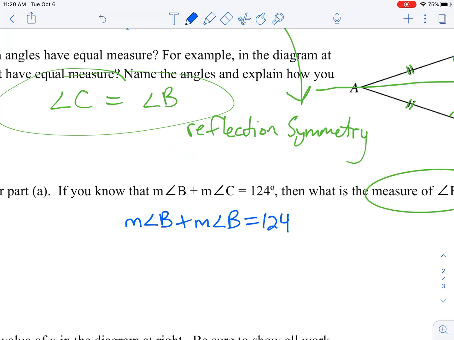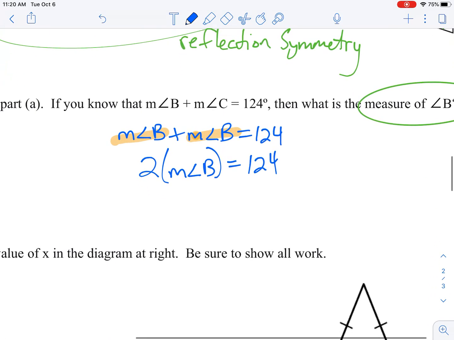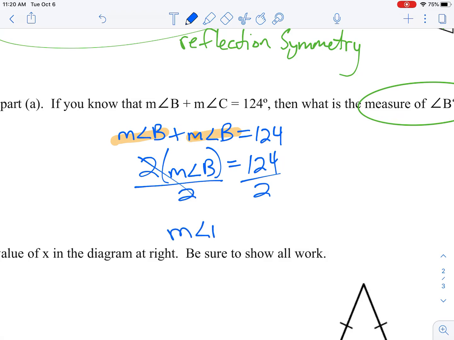All right, so now what we can do is combine like terms. We have the measure of angle B plus the measure of angle B, so really we have two measures of angle B, which will equal 124 together. If I want to solve for the measure of angle B by itself, I can divide by 2. So the measure of angle B should equal 124 divided by 2, which would give us 62. That means the measure of angle B has to be 62 degrees.